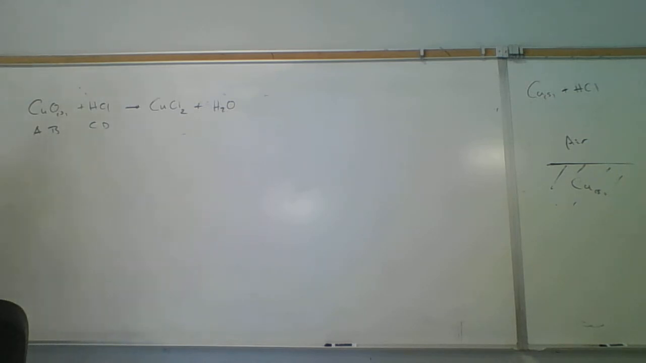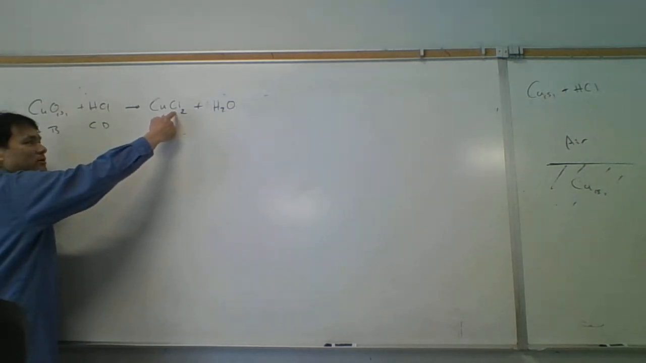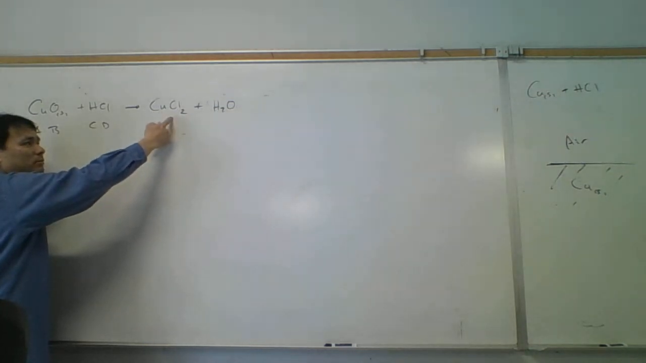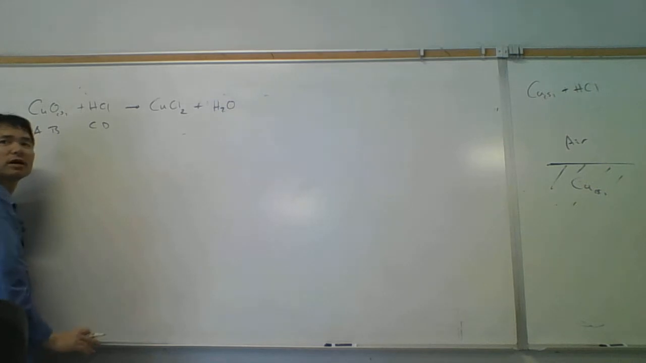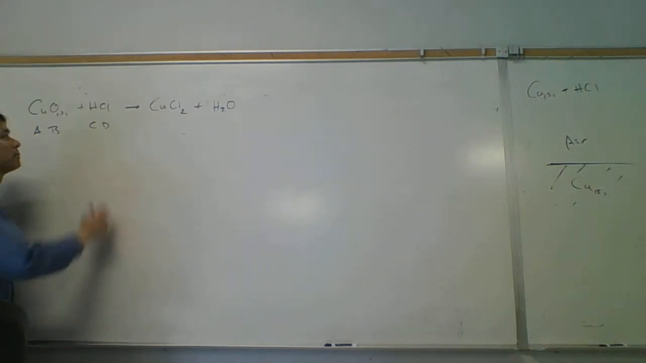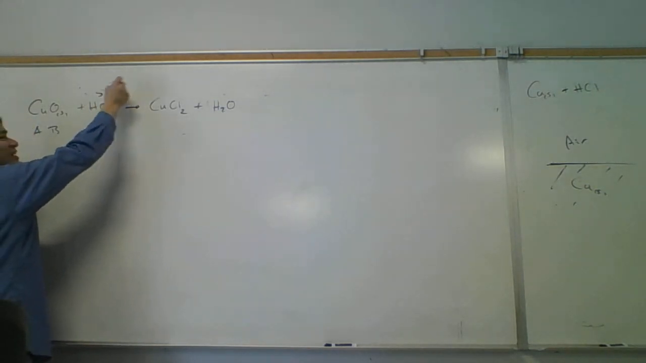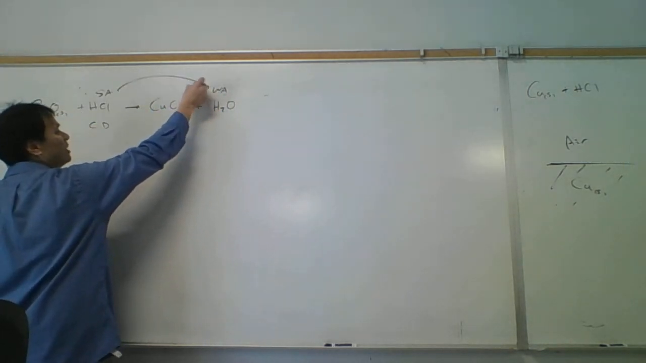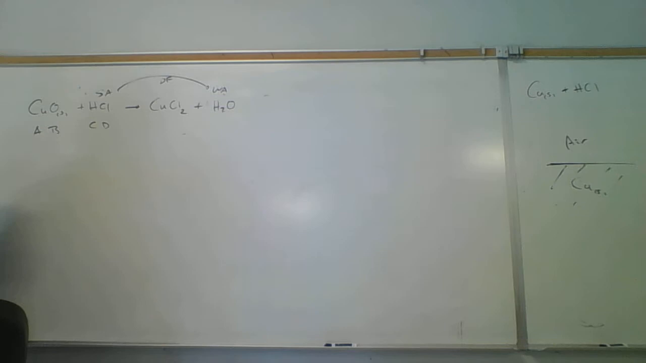Is there a driving force for this? Chlorides, bromides, and iodides are all soluble except for silver, lead, mercury, so this is soluble. Are we going from stronger acid to weaker acid? Yes. HCl is a stronger acid, water is a weaker acid. So stronger acid to weaker acid, this is our driving force. We have driving force here.